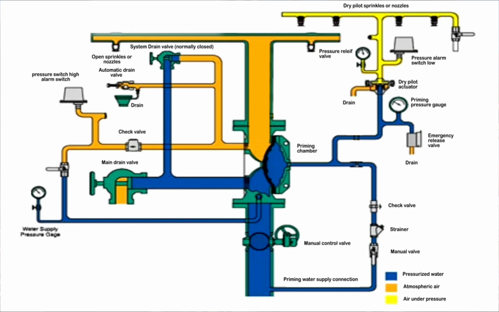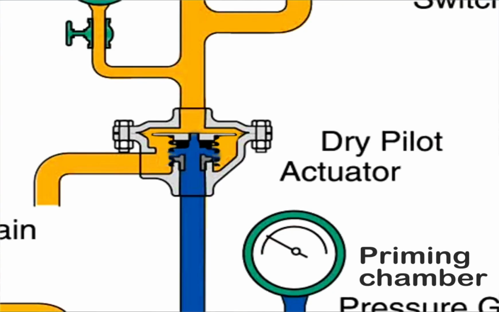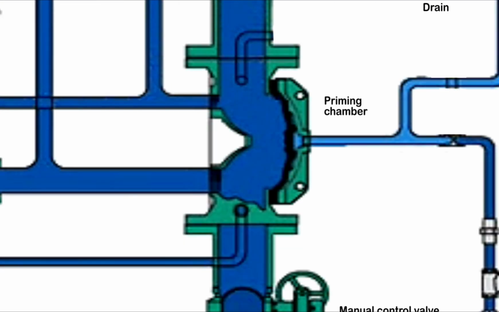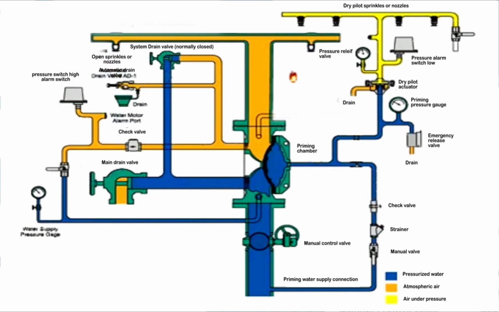In case the sensing element senses high temperature, the pressure on top of the dry pilot actuator is released, opening the path to the drain. Therefore, the priming pressure is released, opening the deluge system. Here is the system in action.